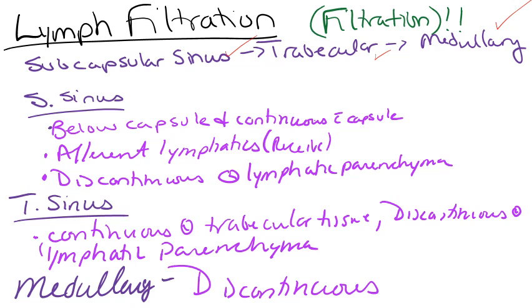another means of filtration. So the subcapsular sinus is below the capsule and continuous with the capsule. What that means is that we have a space. So we have the capsule, which remember is dense connective tissue, and then we have our outer cortex. And remember, we're going to have the ability for antigens to go from the subcapsular sinus into the cortex, okay? So our afferent lymphatics are the ones where our lymph is going to flow in, and remember, they are valved. They are discontinuous at the lymphatic parenchyma. What does that mean? Well, that means that we don't want antigens to come out via the capsule, so we have this ability for our antigens to go into the cortex.